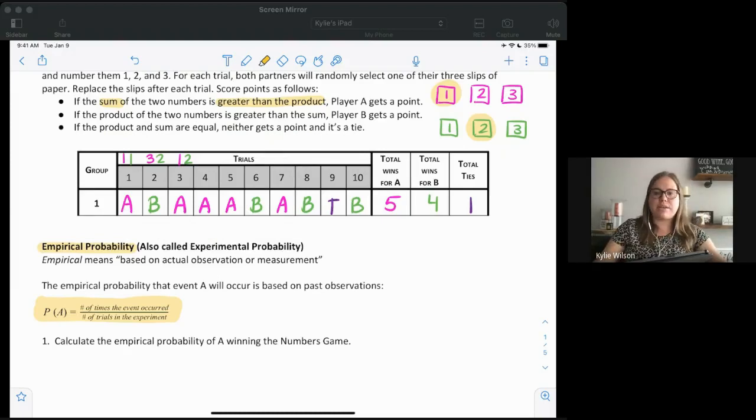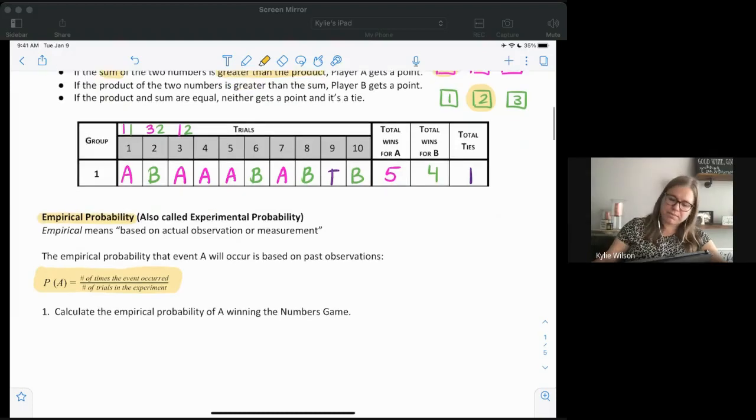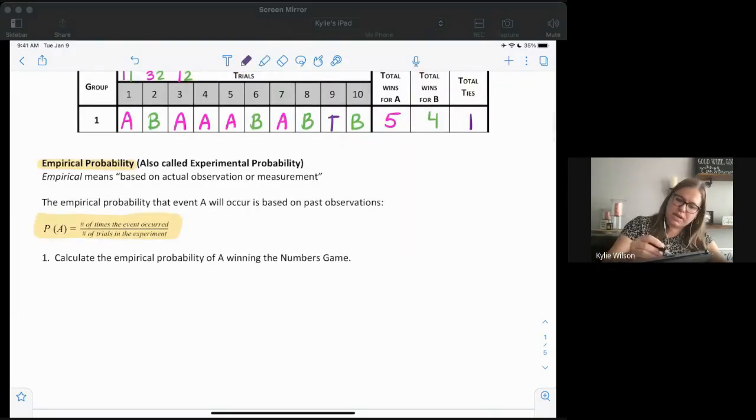And this could happen for any experiment. Let's say I'm rolling a die over and over and over, and the event A is me rolling a 5. So let's say I rolled 3 5s out of the 10 rolls, then that will give me my experimental probability. So we can calculate our empirical or experimental probability here of A winning. So we'll start by defining our event. Event A would be that player A wins.